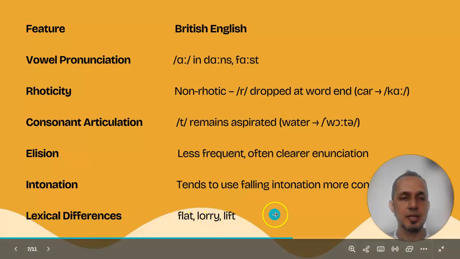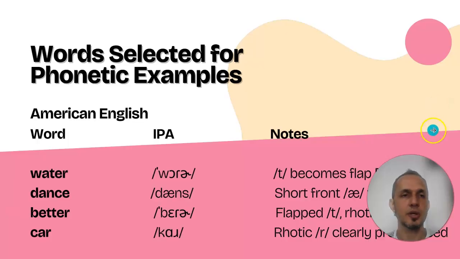Here we have some lexical differences. In the previous slide it was apartment, and in this one we say flat in British English. In American English, we say truck, and in this one, we say lorry. In American English, we say elevator, and in British English, we say lift. Here we have some selected words for phonetic examples.